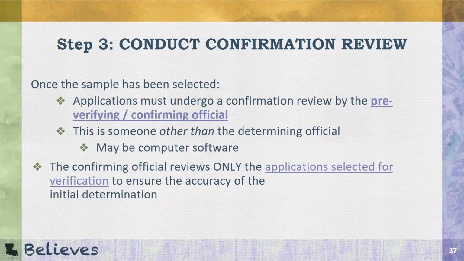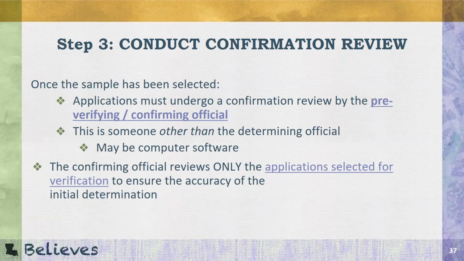Prior to any other verification activity, a determining official must review each approved application selected for verification to ensure the initial determination was accurate. Any LEA that conducts a confirmation review of all applications at the time of certification is not required to conduct a confirmation review prior to verification. The confirmation review must be done by an individual other than the individual who made the initial eligibility determination.